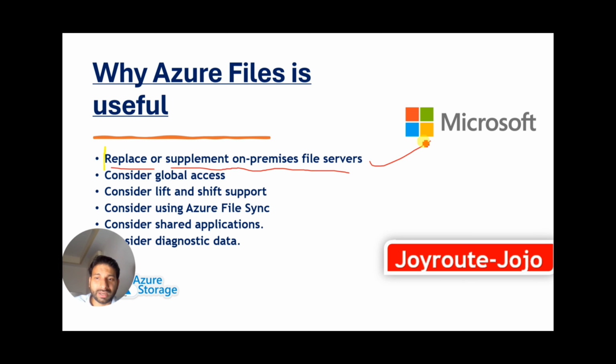Then the other one is global access. When we consider global access, Azure Files comes into the picture. You can directly access file shares using most operating systems, such as Windows, macOS and Linux, from anywhere in the world. That is the advantage of Azure Files, and that is what is meant by global access.